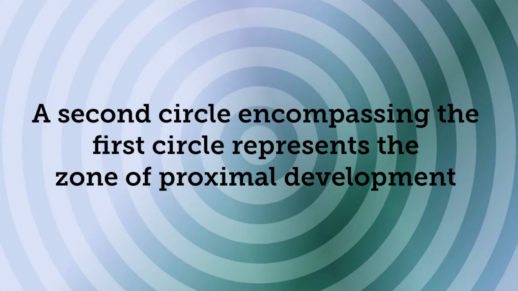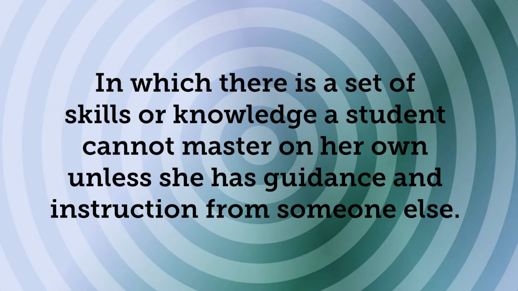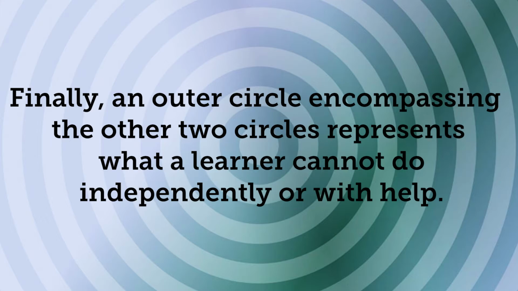A second circle encompassing the first circle represents the zone of proximal development, in which there is a set of skills or knowledge a student cannot master on her own unless she has guidance and instruction from someone else. Finally, an outer circle encompassing the other two circles represents what a learner cannot do independently or with help.